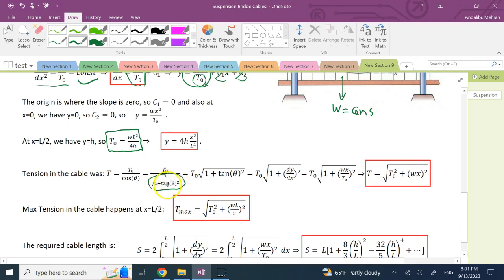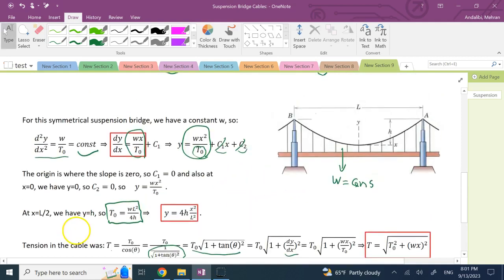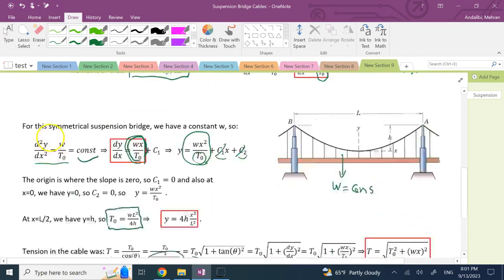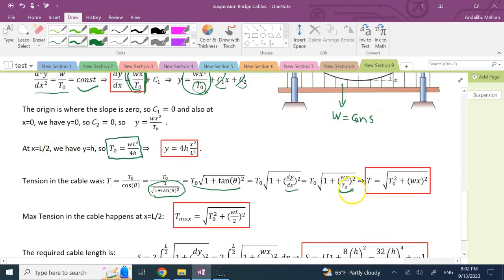So if I bring that in the numerator, you get this. And tangent of theta, remember it was dy over dx. Remember that? Tangent theta is dy over dx, and dy over dx is what? Wx over T naught. So I replace it here. And if I simplify that T naught and this T naught, this here is going to be what? Is going to be my tension in the cable.